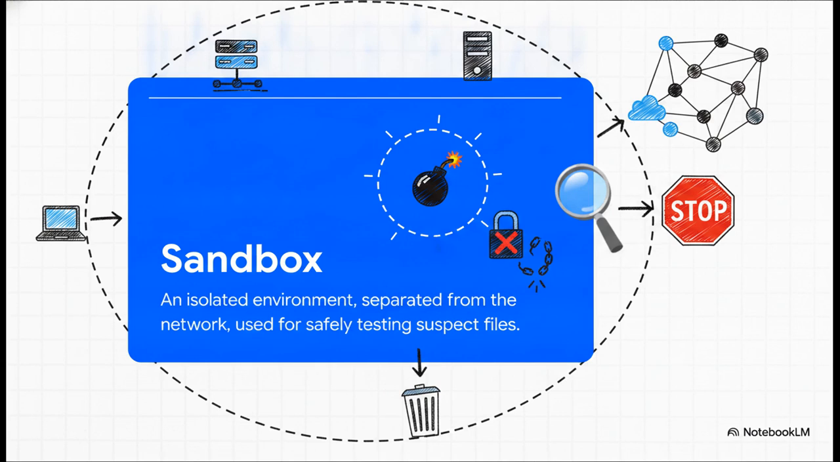A sandbox is an isolated virtual environment, completely separated from your main production network. It's literally the perfect virtualization solution for testing suspect files. If that attachment turns out to be malware and it detonates, well, it's trapped right there inside the sandbox. It can't escape, and it definitely cannot infect the rest of the company's network. You just delete the virtual machine, poof, and move on with your day.